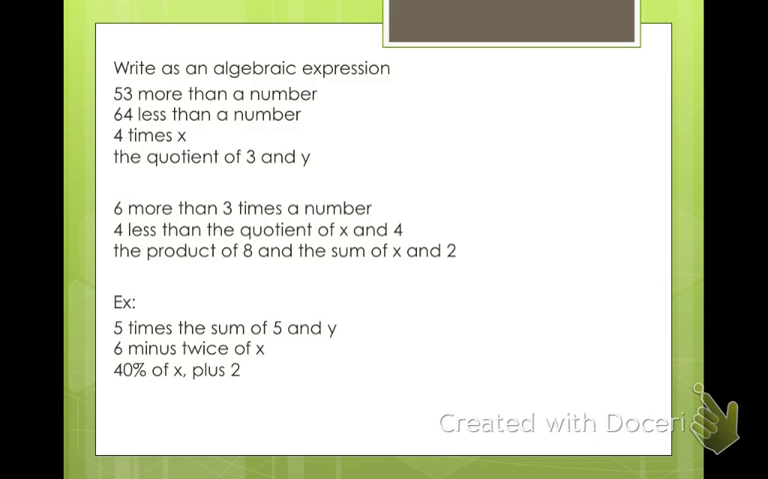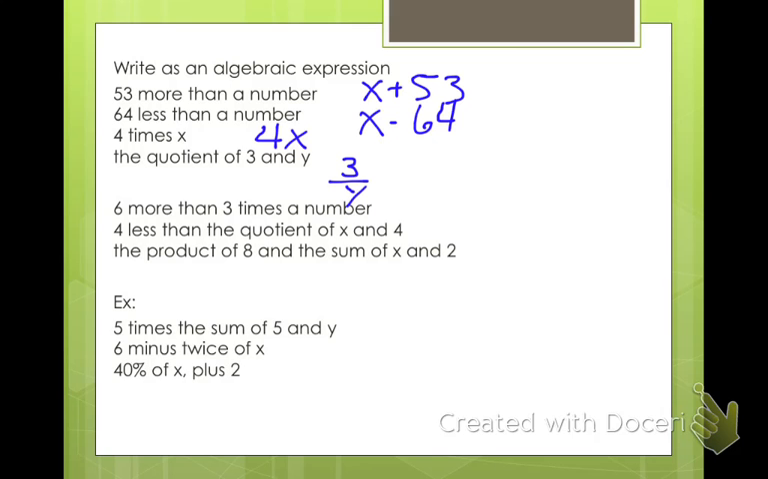So again, when I do these, 53 more than a number, more than is going to flip my order, so it's going to be x plus 53. 64 less than a number is going to be x minus 64. And then 4 times x gives me 4x, and the quotient of 3 and y is 3 divided by y.